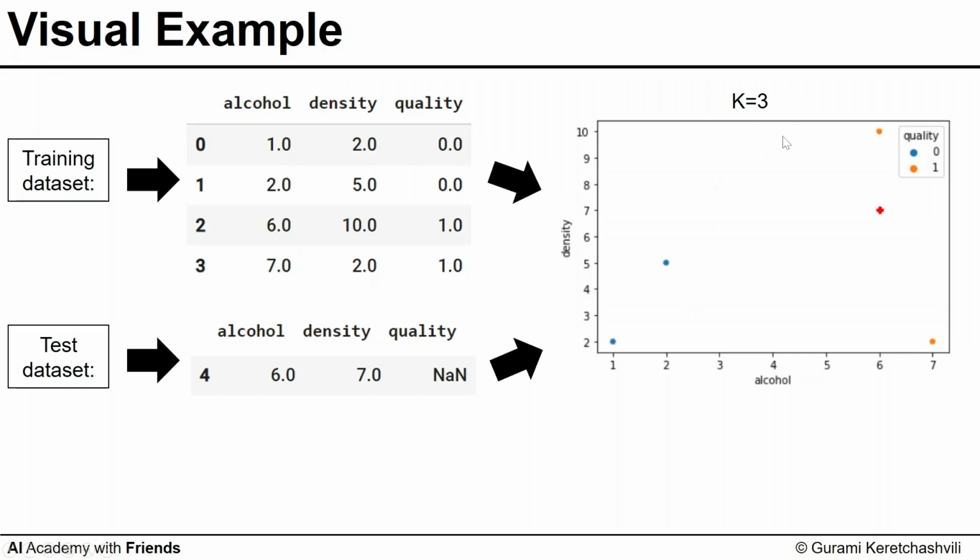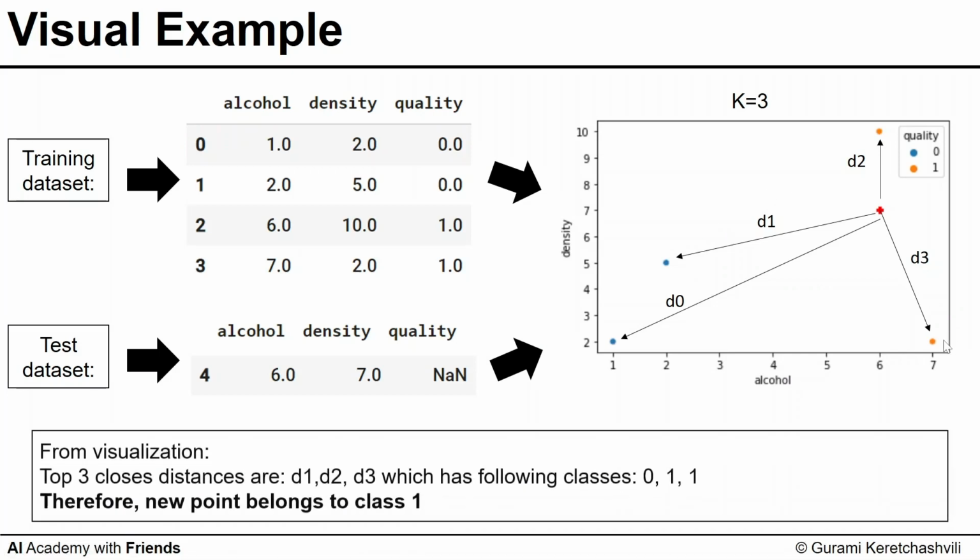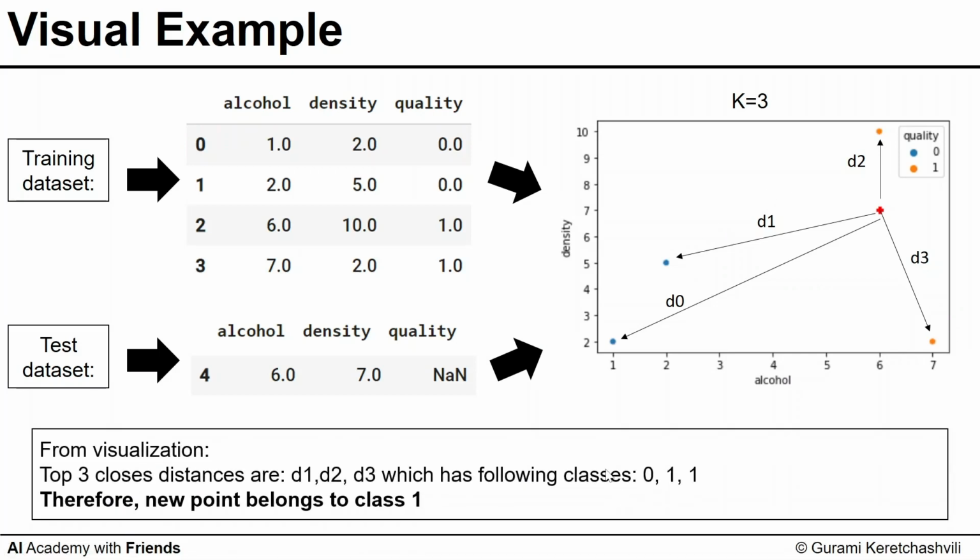What is the next step? The next step is to calculate the distance between this test point and all the other points. It's easy to understand even visually that the top 3 closest points are this one, and this one, which are the neighbors of this point. And what might be the class of this test data? The class will be 1 because this is the most frequent neighbor class. That's how it works. That was so easy, right?